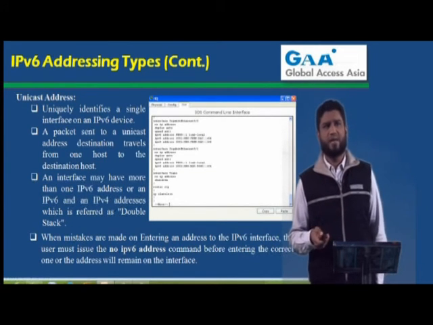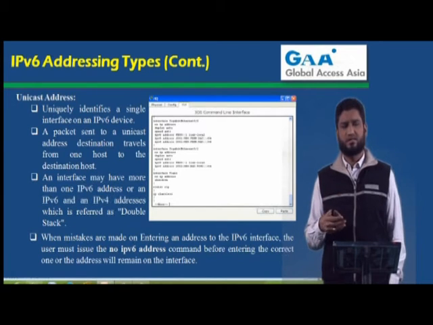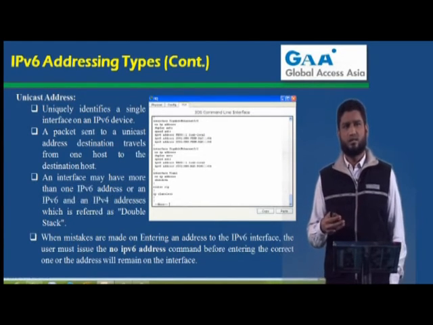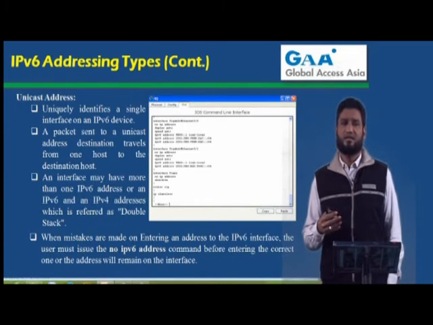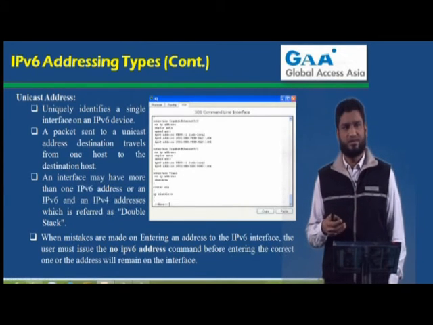An interface may have more than one IP address, an IPv6 address of course, or an IPv6 and an IPv4 address, which is referred to as dual stack, and it is preferable. That means IPv6 provides this facility. It is the very speciality of IPv6.